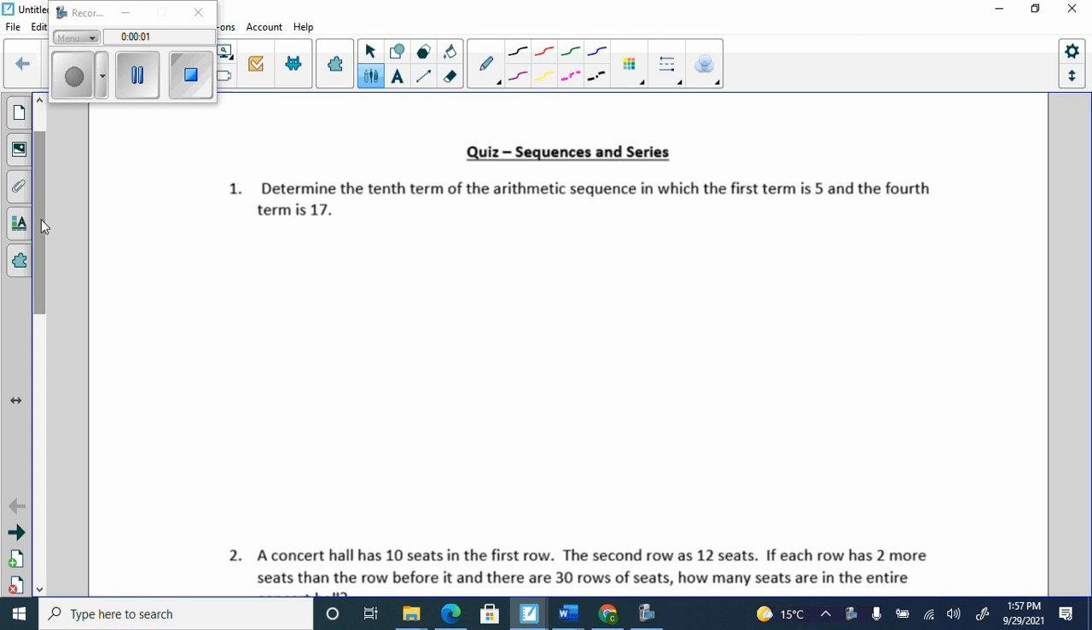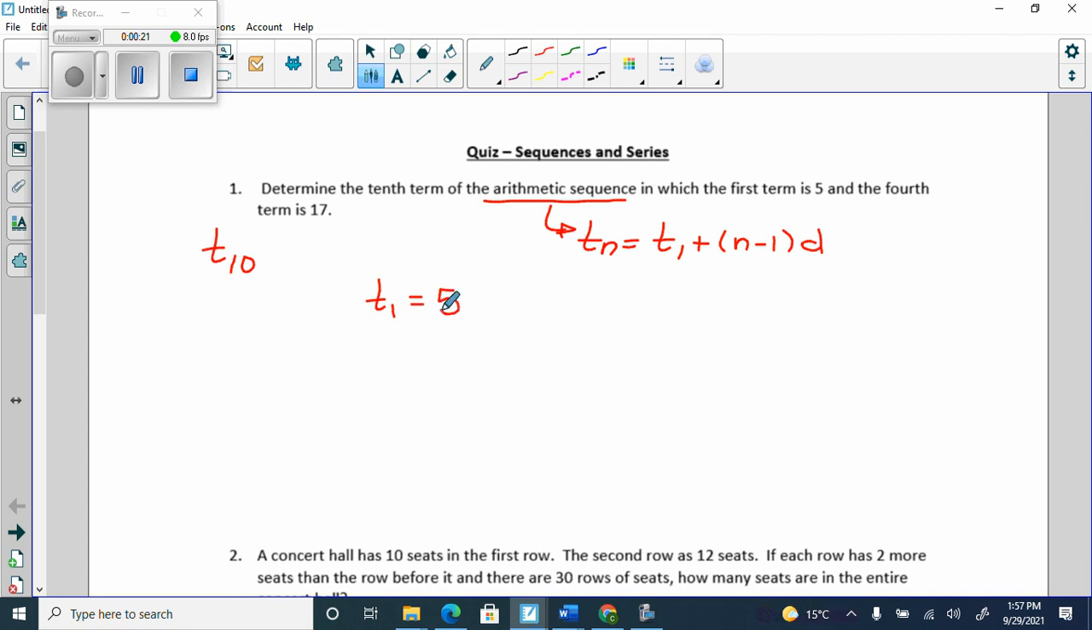Here it says, determine the 10th term, so we want T10, of an arithmetic sequence. So that tells me I need to use Tn equals T1 plus n minus 1 d, in which the first term, T1, is 5, and the fourth term is 17. So in order to use this formula, I want T10 equals 5 plus 10 minus 1.